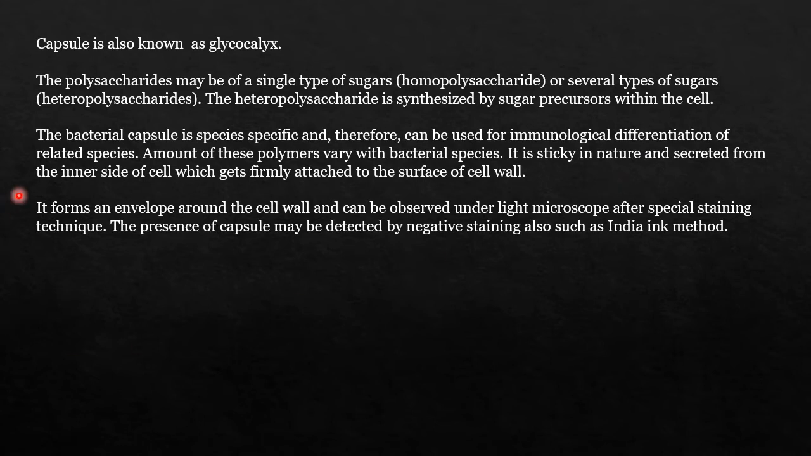The capsule forms an envelope around the cell wall and can be observed under a light microscope after special staining techniques. You cannot just say that a particular culture has a capsule or not. You need to do capsule staining. A special staining technique is required to observe the capsule.